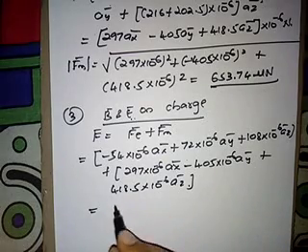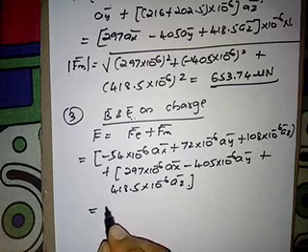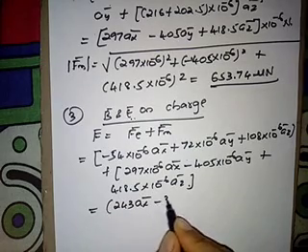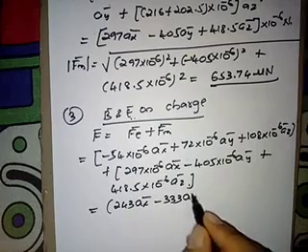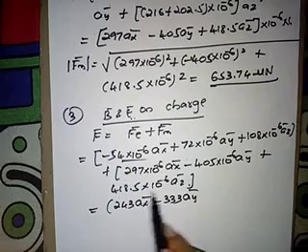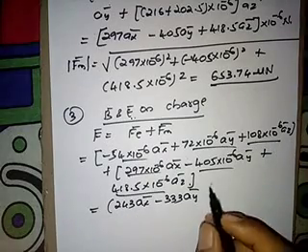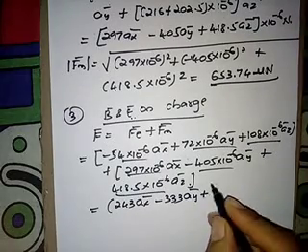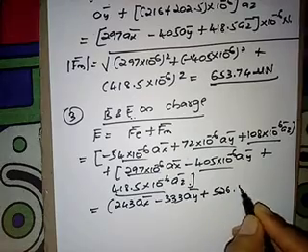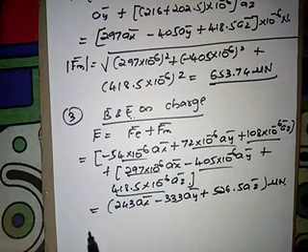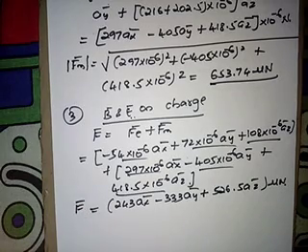If we add the two vectors, what will we get, students? This comes out to 243 Ax bar minus 333 Ay bar plus 526.5 Az bar micronewtons. You have to add x with x, y with y, and z with z component.